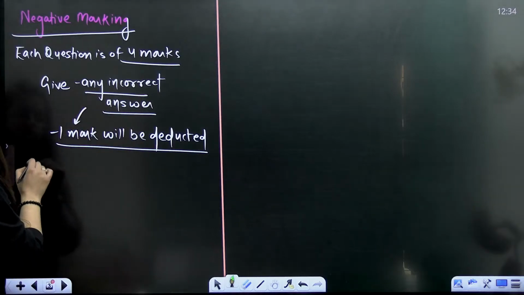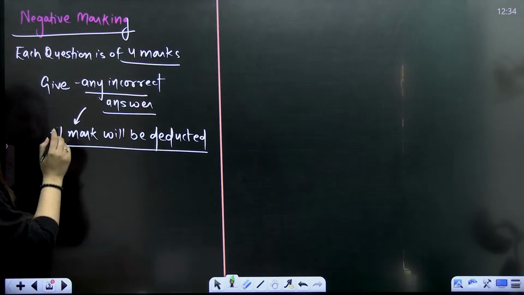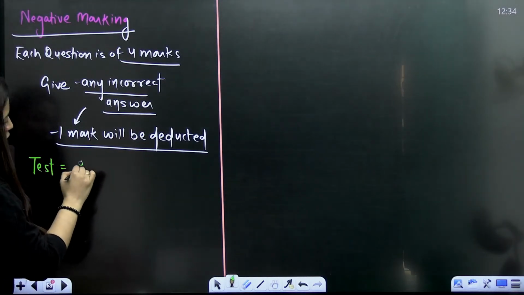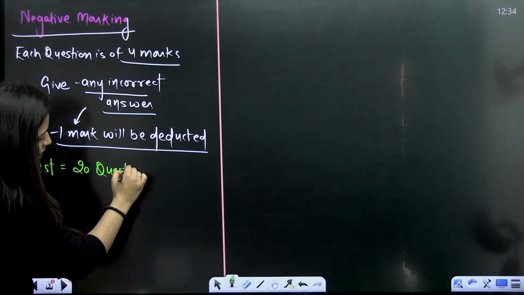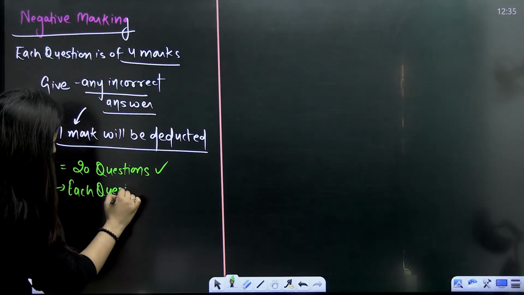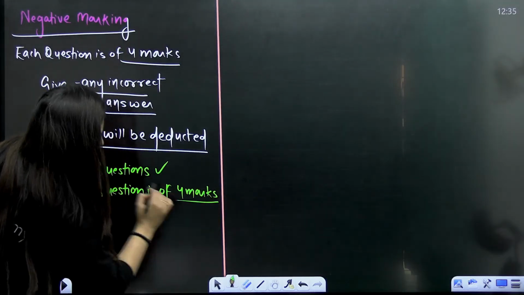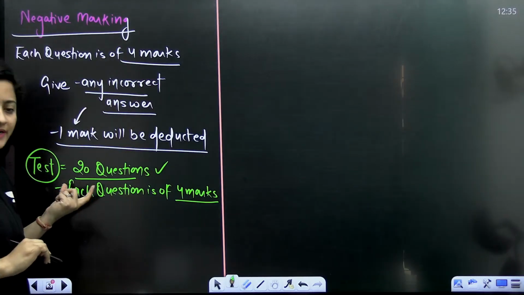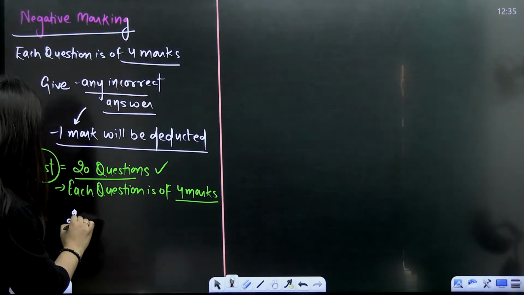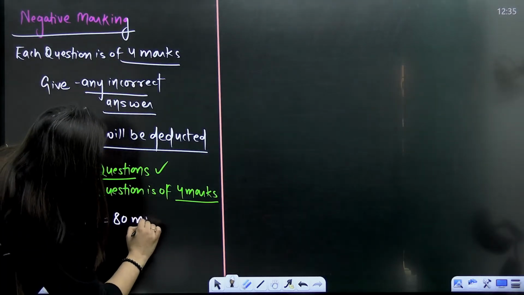So let's start. Let's suppose I'll give you the example here. There is a test. In that test, 20 questions are there, and each question is of 4 marks. So what is the point that we have here? 20 into 4 will be 80, so your test is for 80 marks.